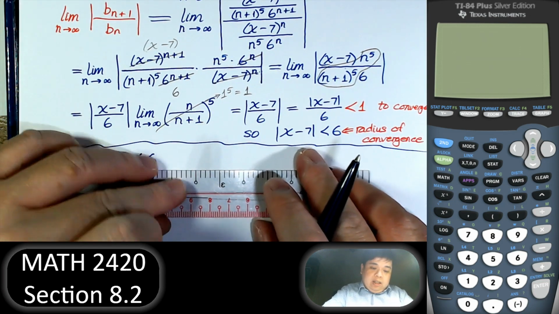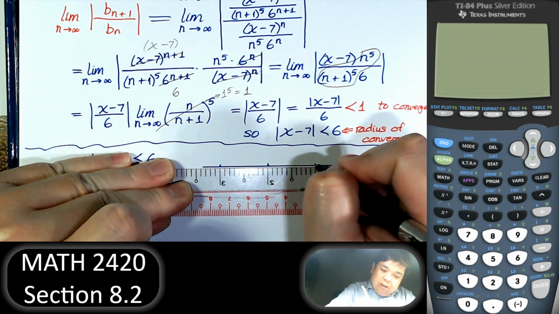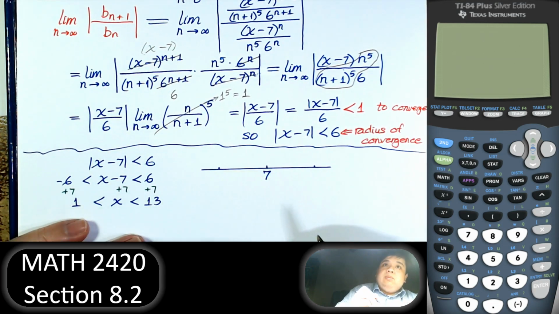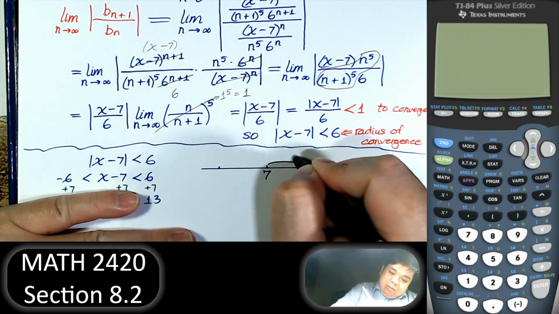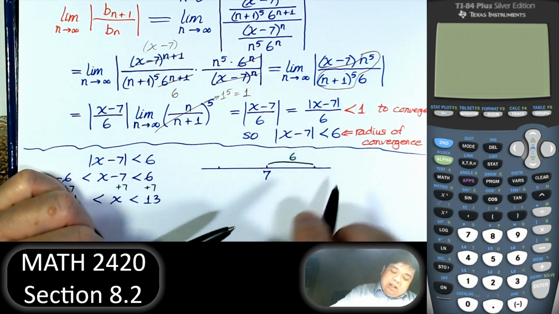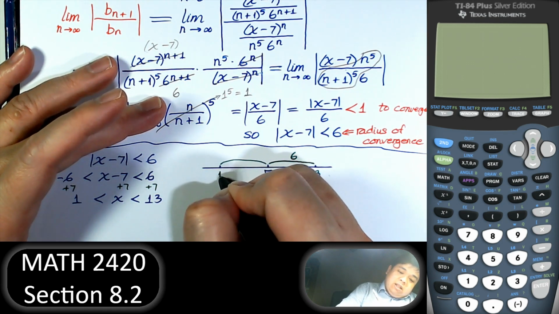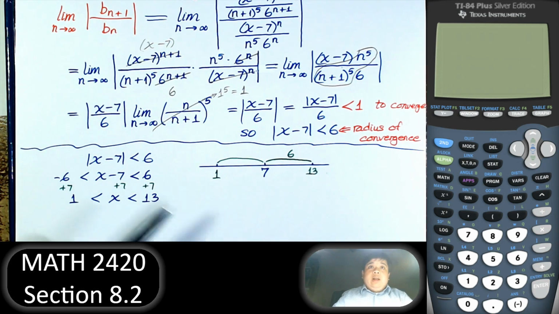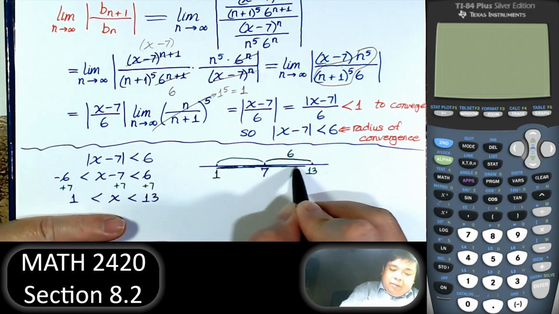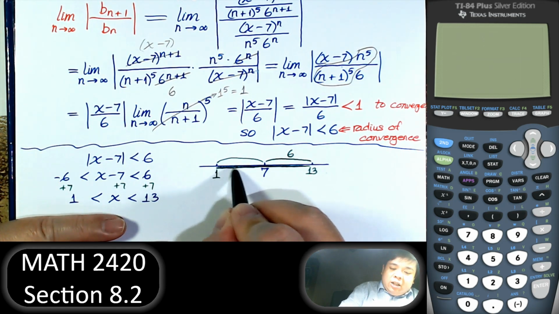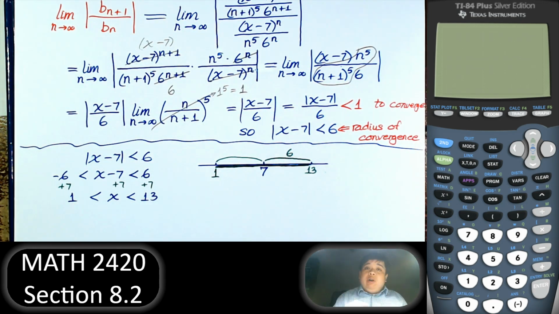That's easy to see. If we have the center at 7 and 6 is the radius of convergence, then 6 plus 7 is 13, and 7 minus 6 is 1, so x must be between 1 and 13. So we know it is convergent between 1 and 13. The next part of the question is, what happens at x equal to 1 and x equal to 13? Well, we have to check it.